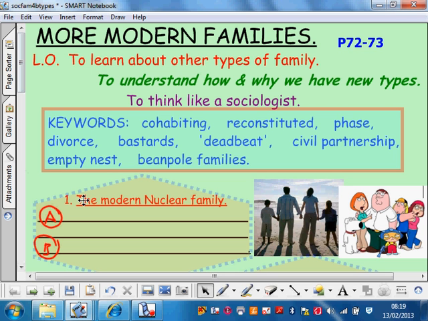So first off, let's talk about the modern nuclear family. So the traditional: mom, dad, kids, they're married, dad works, mum doesn't. The modern one is much more complicated. You could say there's lots of families where it fits that bill, except they're not married. The mother and the father are not married. Yeah? The kids are bastards.